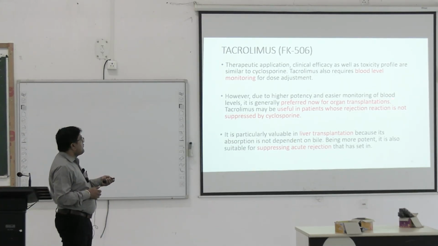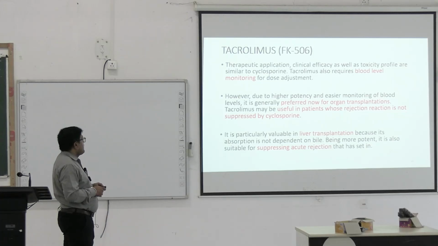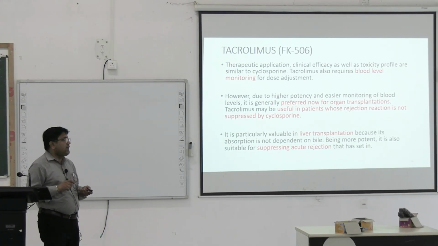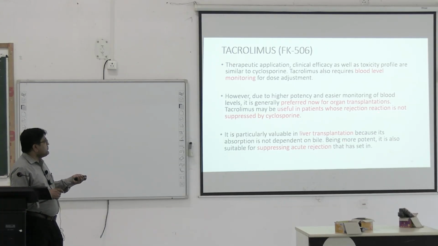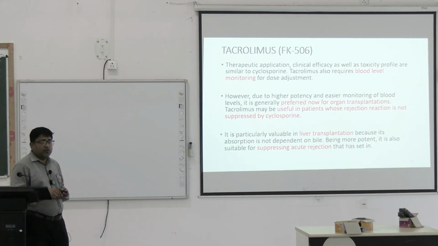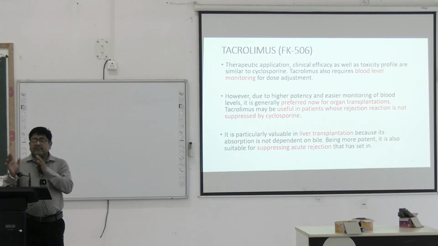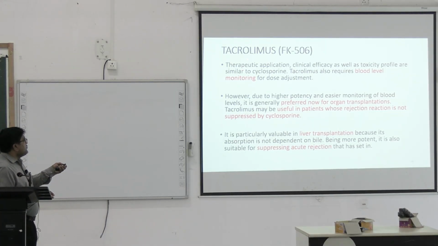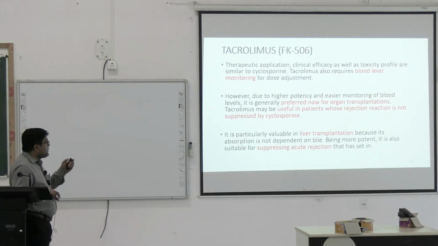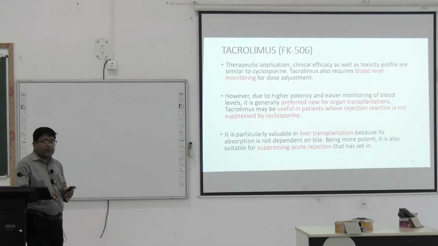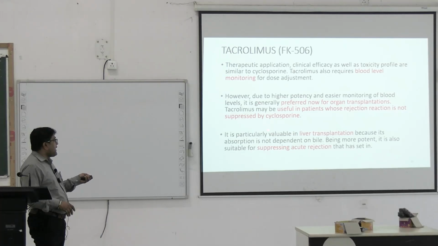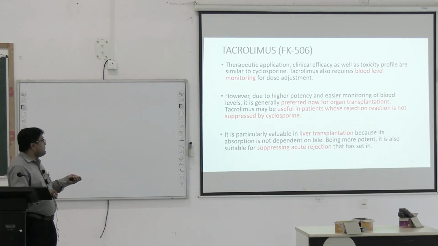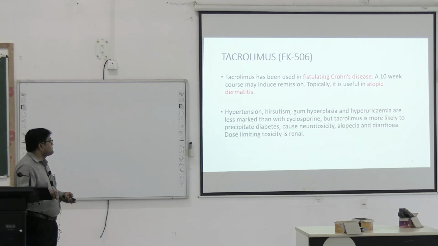It is preferred now for organ transplantation. Why? Because of higher potency and easier monitoring of blood level. It is useful in patients whose rejection is not suppressed by cyclosporine. So in the rejection where cyclosporine is not effective, tacrolimus can be used. It is particularly valuable in liver transplant. Why? Because its absorption is not dependent on bile. It is also useful in suppressing acute rejection.